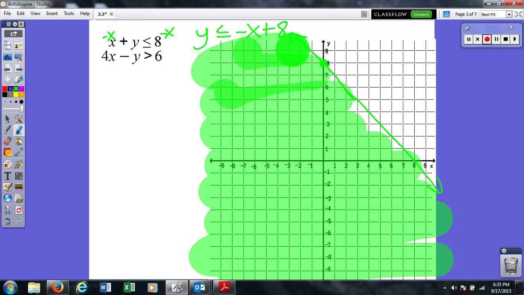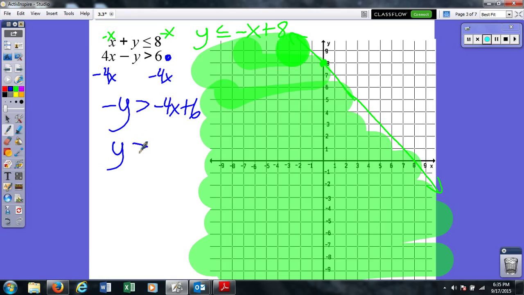For the second inequality, I'll do this one in blue. So for this one, we want to get that y by itself. We could start by subtracting 4x from both sides. That'll leave you -y on the left side. So we want to make that positive y. We could just multiply everything by -1.